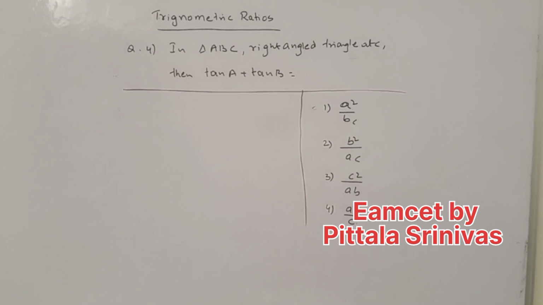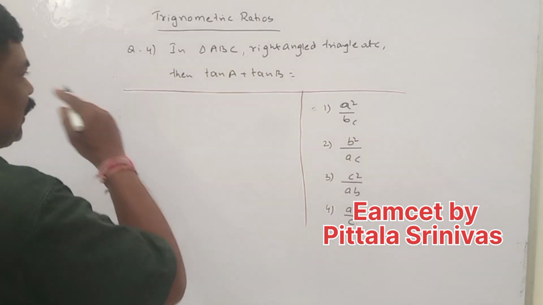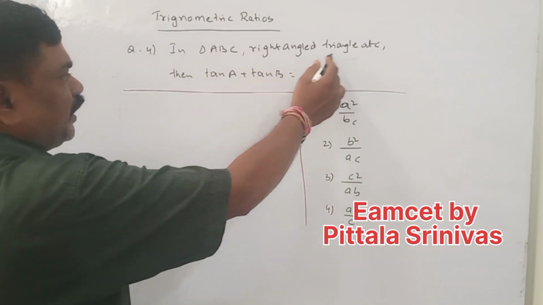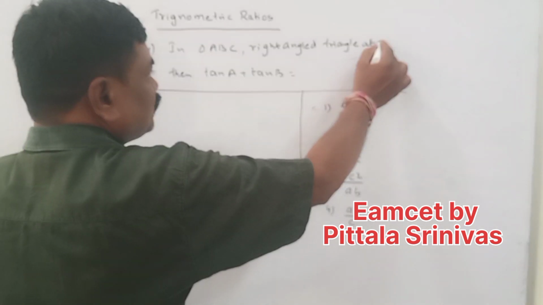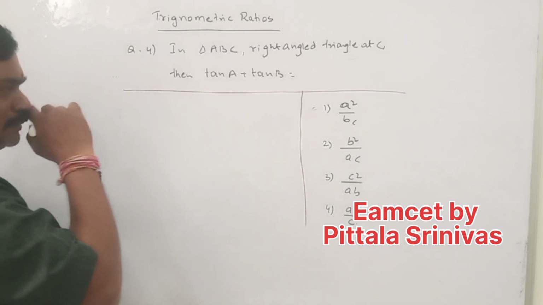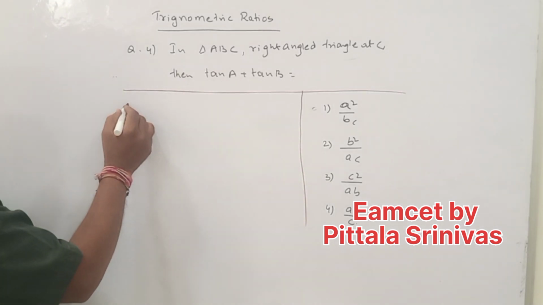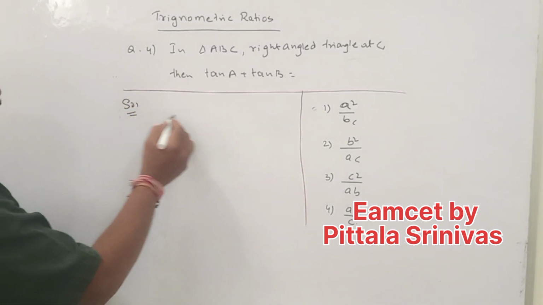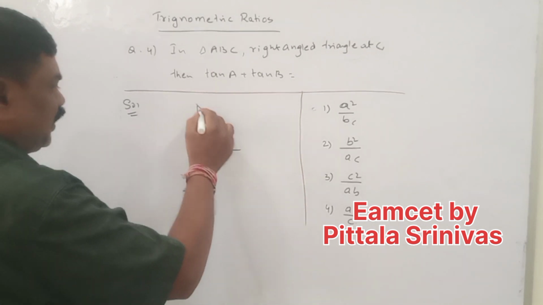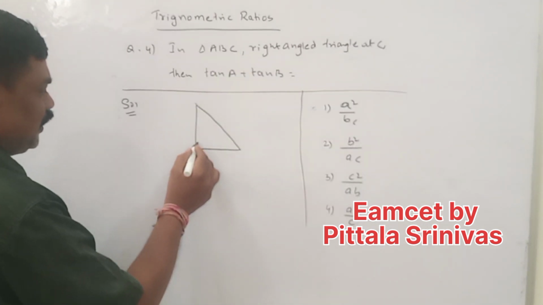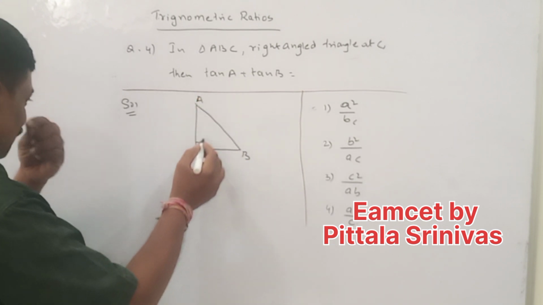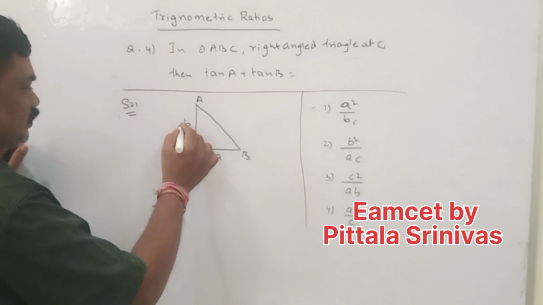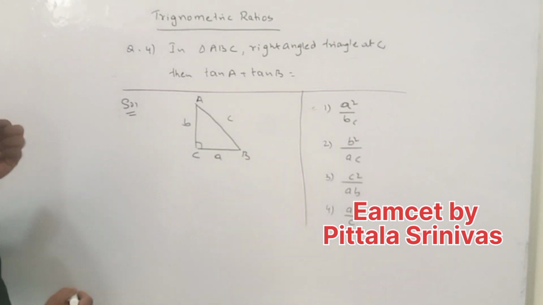Dear viewers, we have the problem: in triangle ABC, right angle triangle at C, then tan A plus tan B is equal to. Here this is the right angled triangle, right angled at C. This is A, this is B, and this is small a, this is small b, this is C. Okay, all of you.